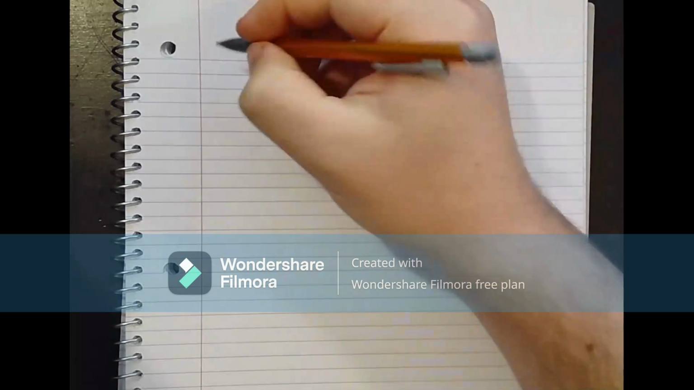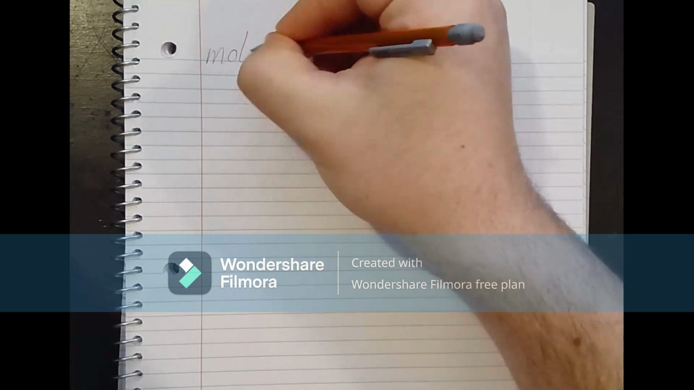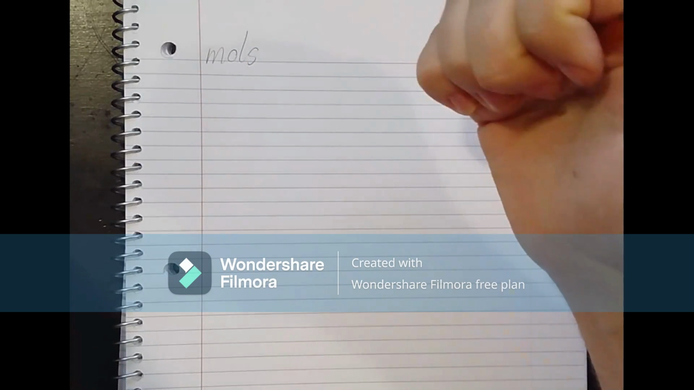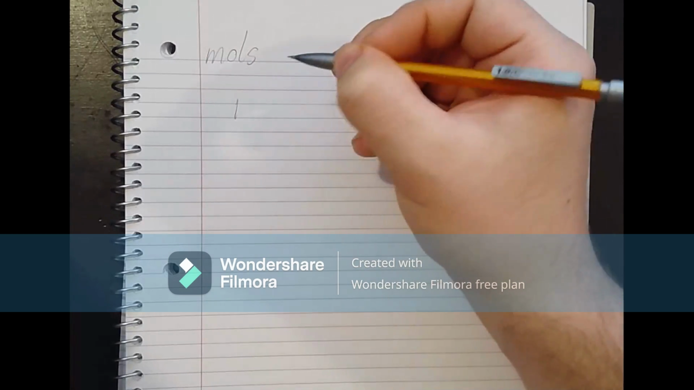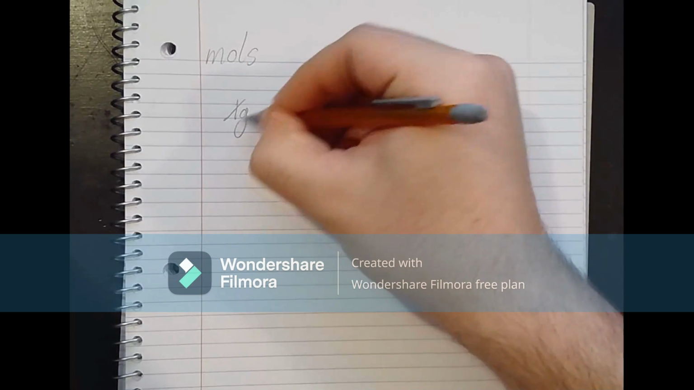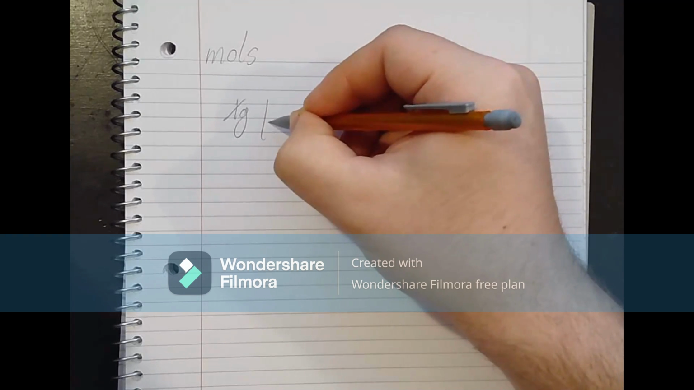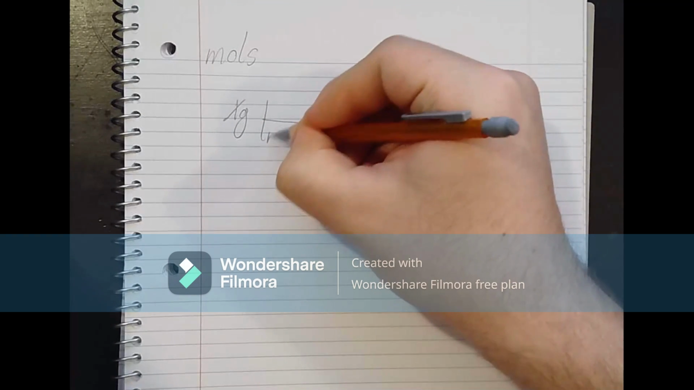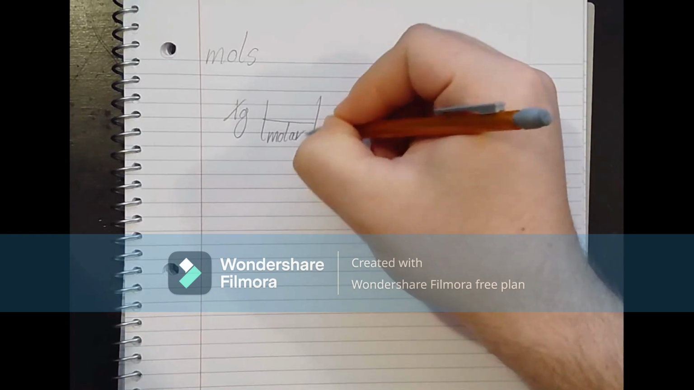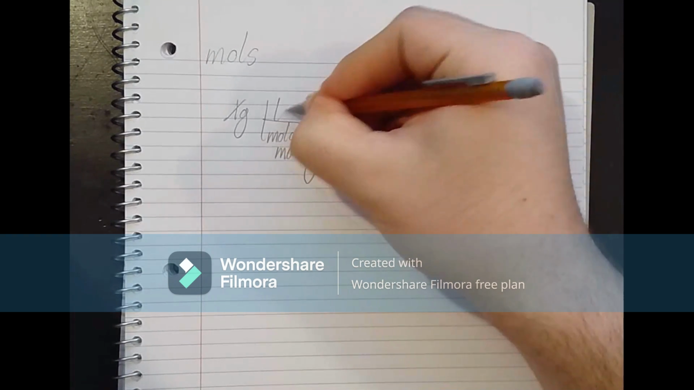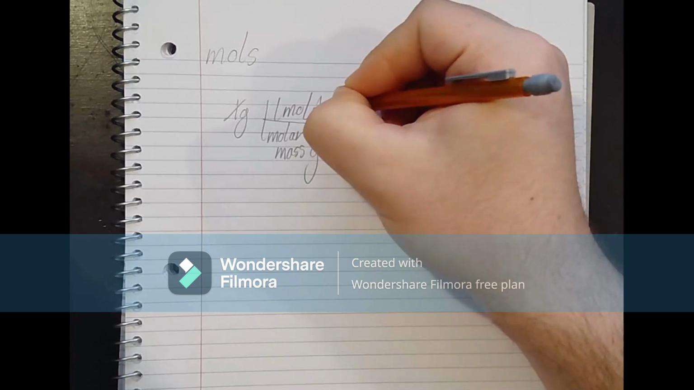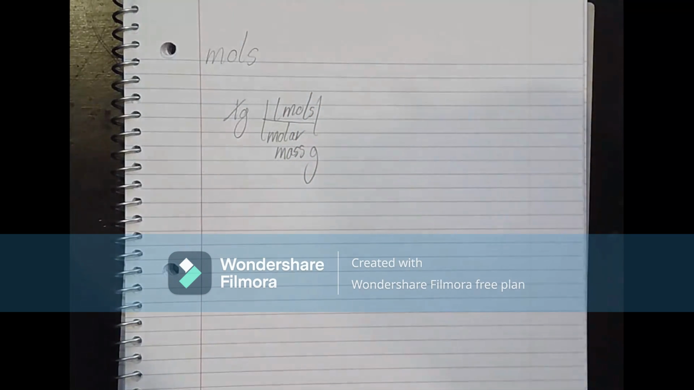Now, as a quick refresher, to find the moles of any substance, all you need to do is take the grams of the substance divided by the molar mass of said substance to give you moles. This can be quickly calculated for just about any of our future examples that we're going to run through.